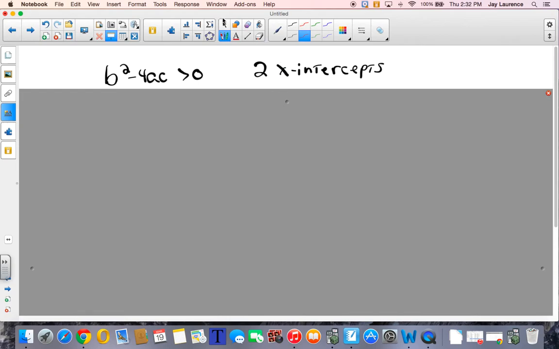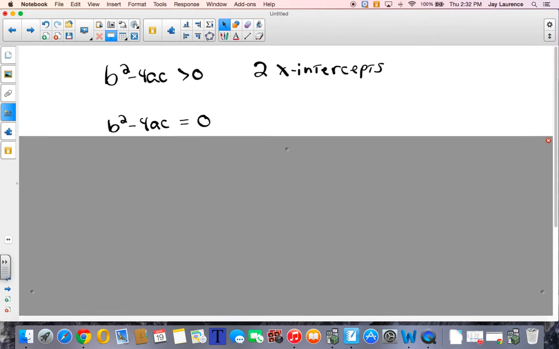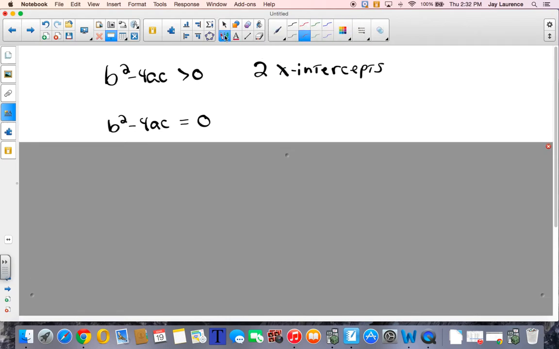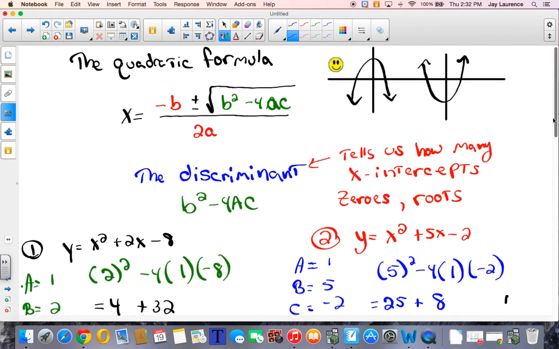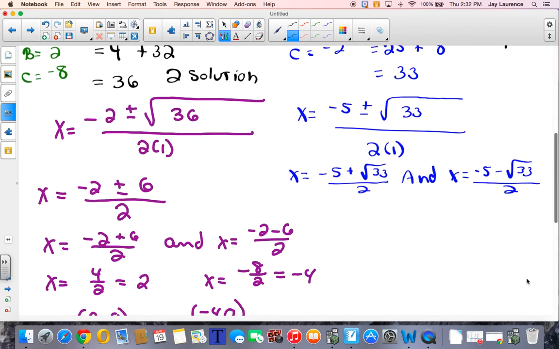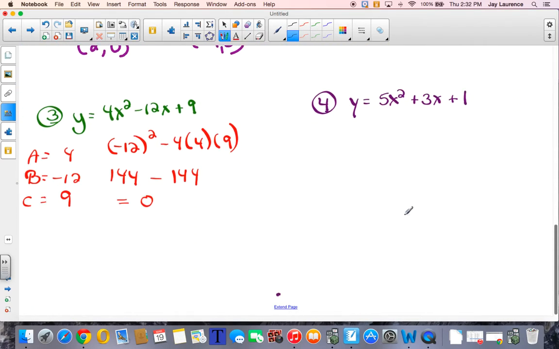Well, let's see here. When b squared minus 4ac equals 0, then we get 1 x-intercept. This parabola will be sitting on the x-axis. Yeah, there's 1 x-intercept. That's right. All right, let's go find it. And this is actually the long way to find it. Later on, when you get good at these, I'll show you a shorter way to find the x-intercept.